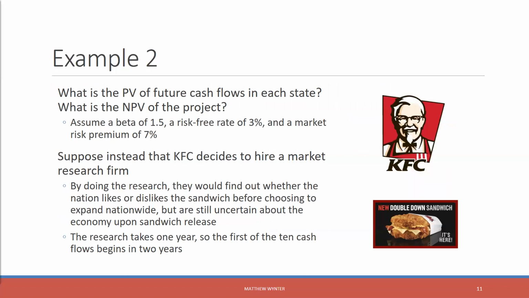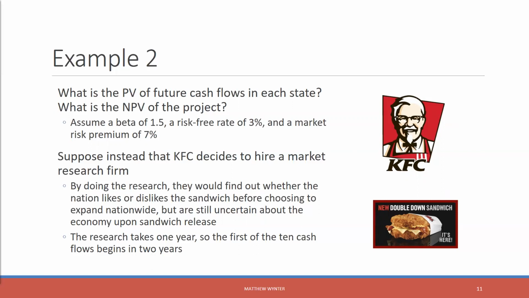So the first thing we're going to do is calculate the present value of our future cash flows across these good states and these bad states, across a good economy and a bad economy. Assume that we have a beta of 1.5 and the risk-free rate is 3% and the market risk premium is 7%. Given that information, we can very easily calculate the appropriate discount rate. Suppose that after we've calculated, so pause and go ahead and calculate the present value of future cash flows and calculate the NPV of the project.